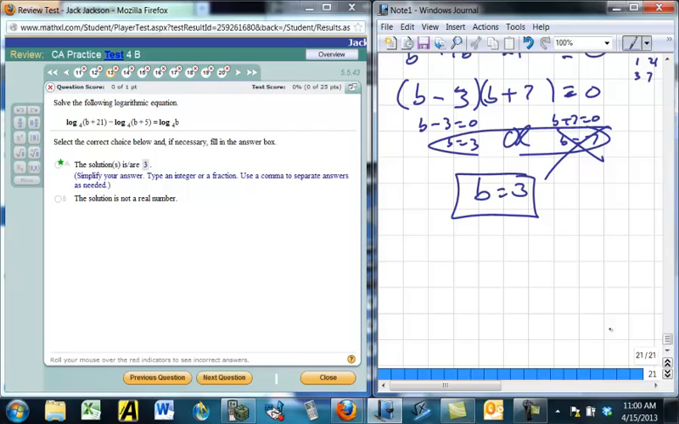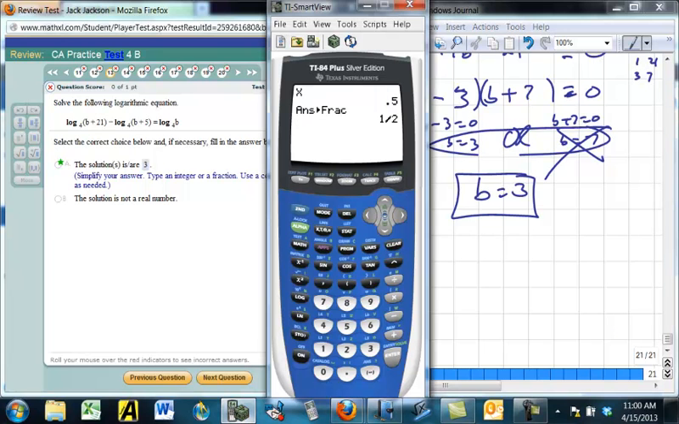Alright, what about a strictly calculator solution? Okay, well, we can put these in our calculator, but most of you don't have a calculator with log base b, so you have to use a change of base formula. We could do ln of x plus 21, but then you have to divide by ln of 4, minus ln of x plus 5, but then divide by ln of 4. And let's do minus ln of x divided by ln of 4.